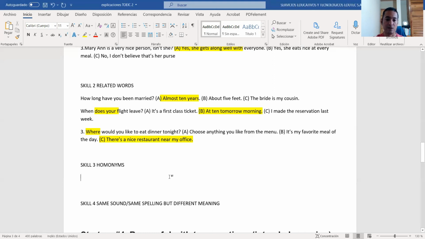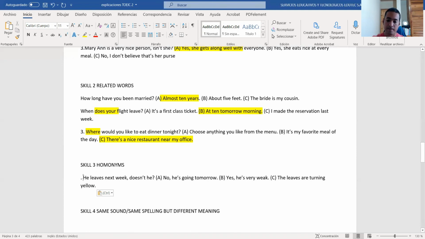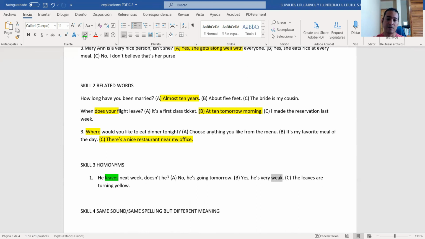So let me write it for you. Okay, so we have leaves here. I told you about similar words, the same sound here, different context. Next week, no, he's going tomorrow. Okay, we have to go and check. He's very weak. You see weak? Weak and week have the same pronunciation. And here you have leaves. So it's not about hojas. In this case, it is salir. So the best response here, once you have made the decision, is A.